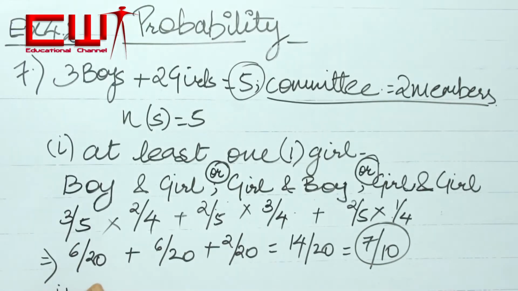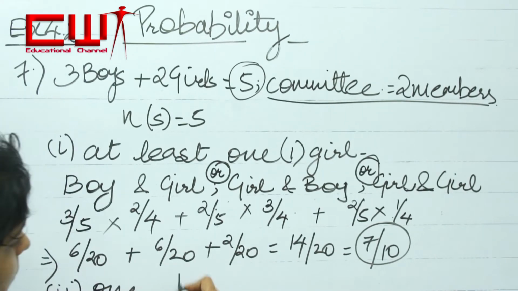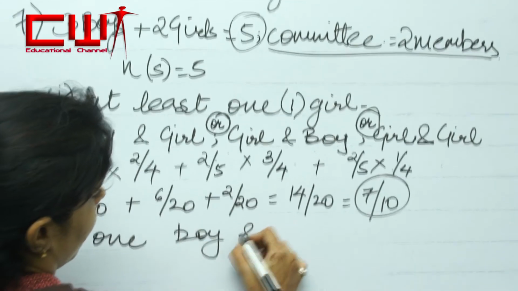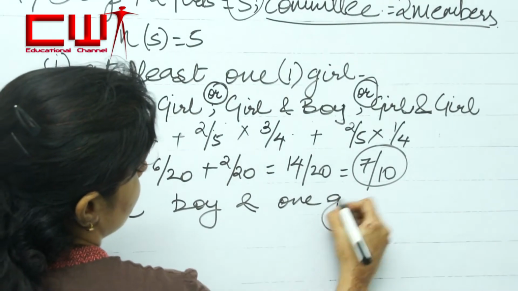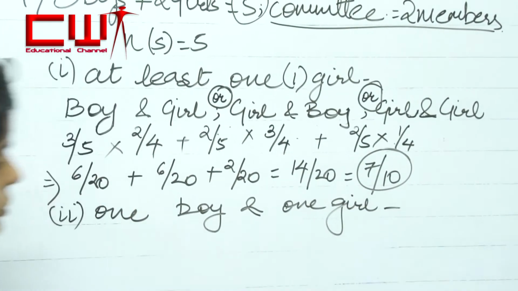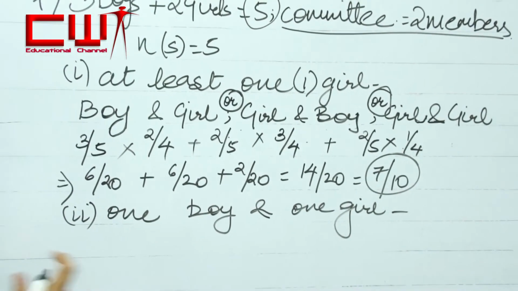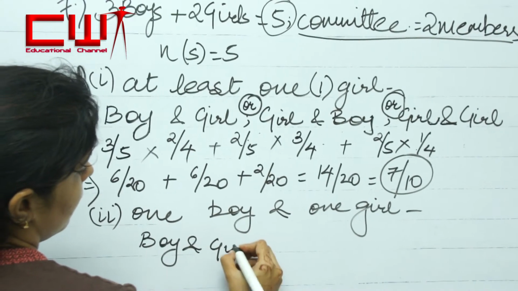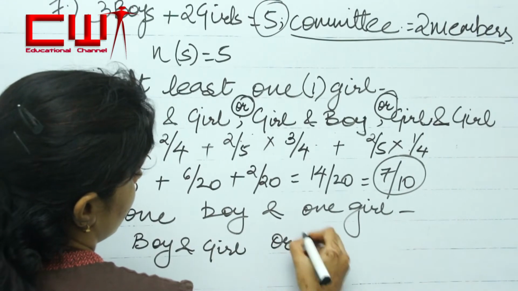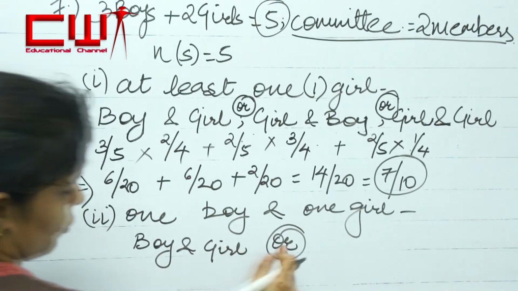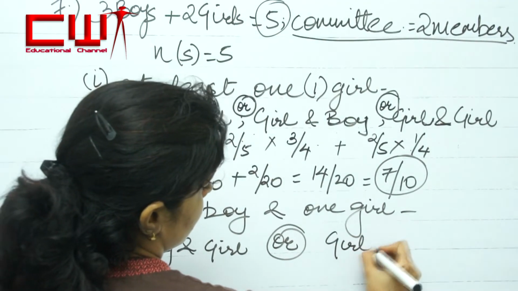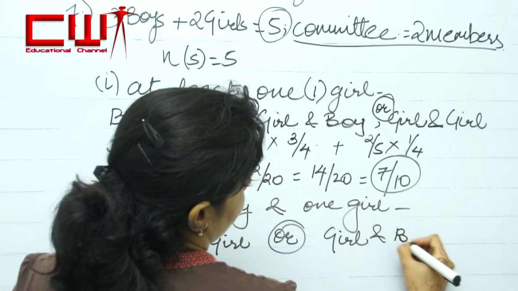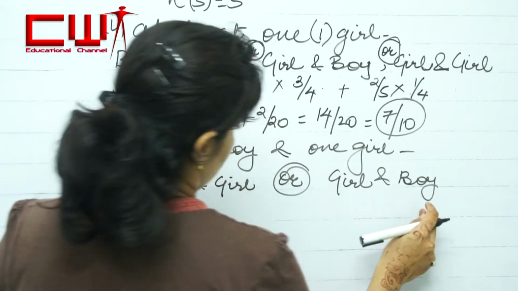Second situation quickly. Second situation, what have they said? They said 1 boy and 1 girl, right? So 1 boy and 1 girl will again be boy and girl, or this will be one combination, or girl and a boy. This will be another combination.